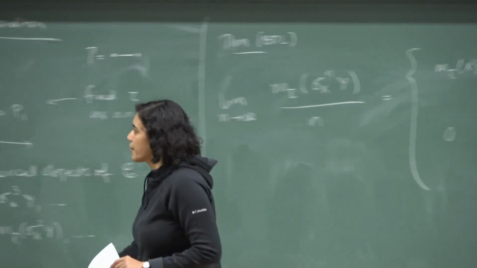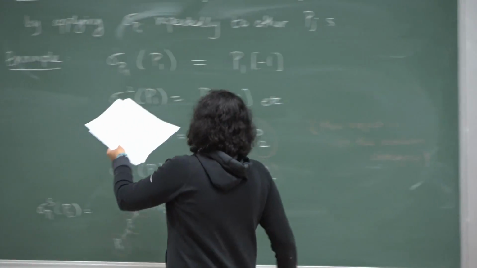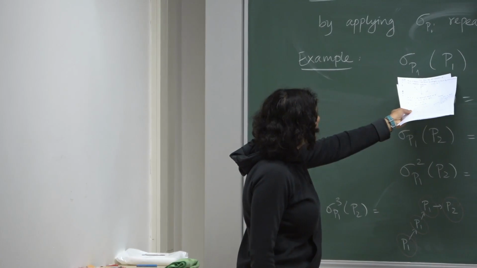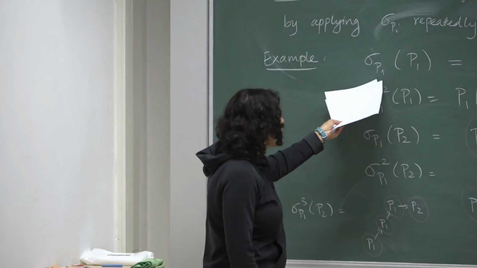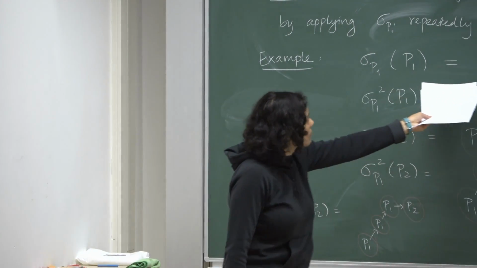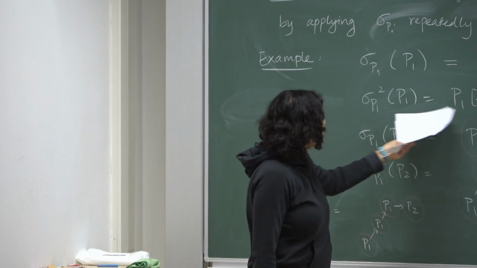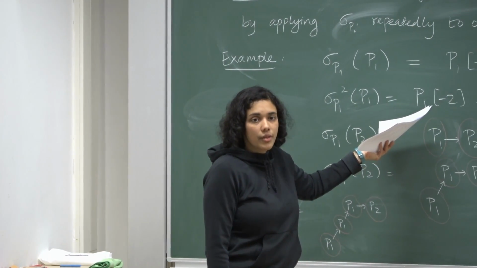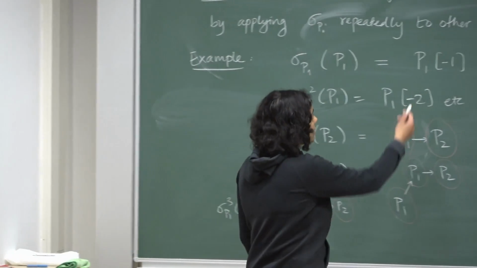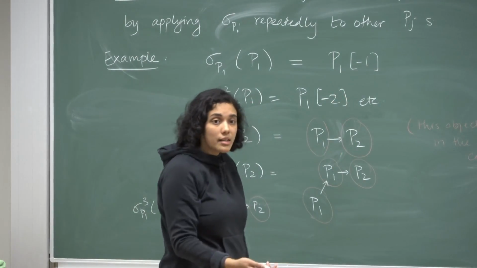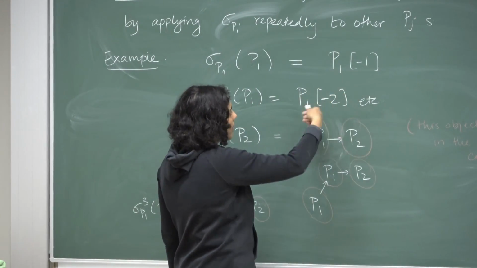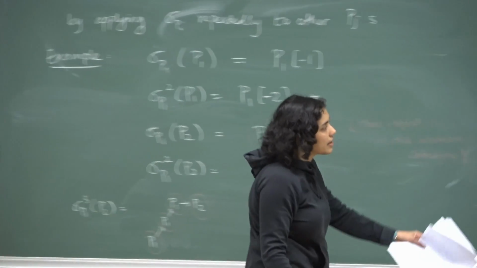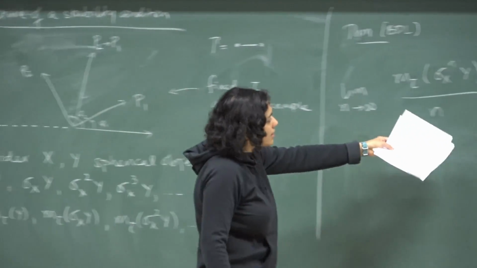Let's just verify. The same thing happens if y is a shift of x. For example, P1 is a shift of P1, you apply sigma P1, you get another shift of P1, you apply it twice, you get a shift by 2. If you divide by n, it's going to go to 0. The mass will go to 0, because the mass of the shift of any object is the same as the mass. And so when you divide by n, the left-hand side here goes to 0, as it should.